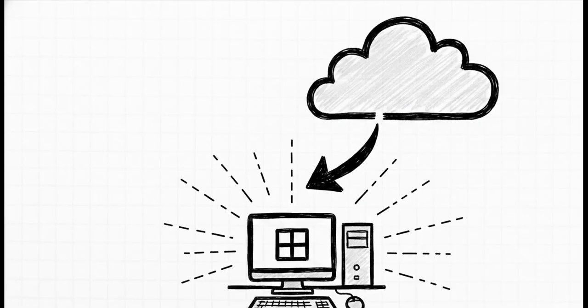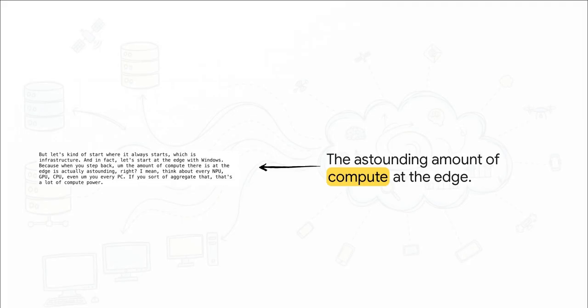All right, here's where we hit a really crucial shift in perspective. It's incredibly easy to get totally lost looking up at massive, centralized cloud infrastructure when we talk about AI. But before we look up at the cloud, we really need to look right in front of us, at the edge. Specifically, we're talking about starting with Windows. This is where the paradigm shifts in a major way. And this is where things get super fascinating.